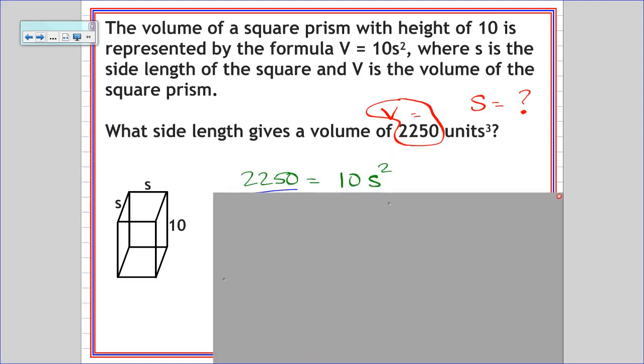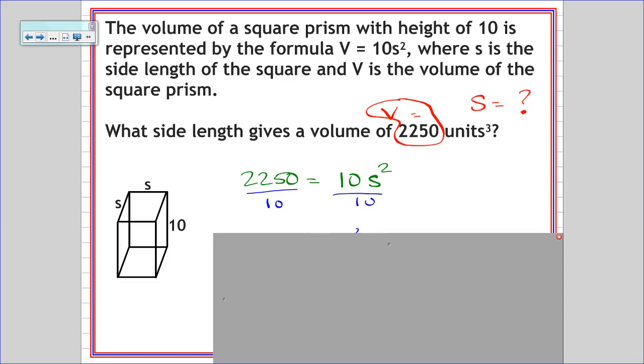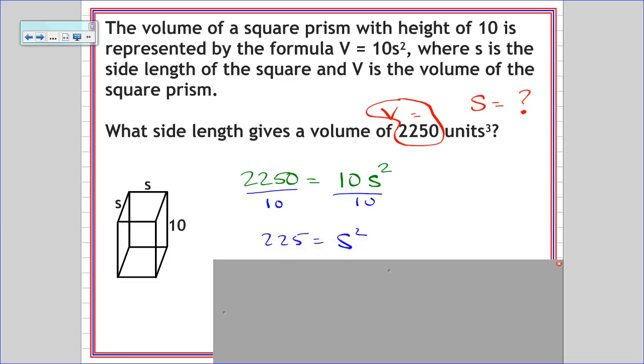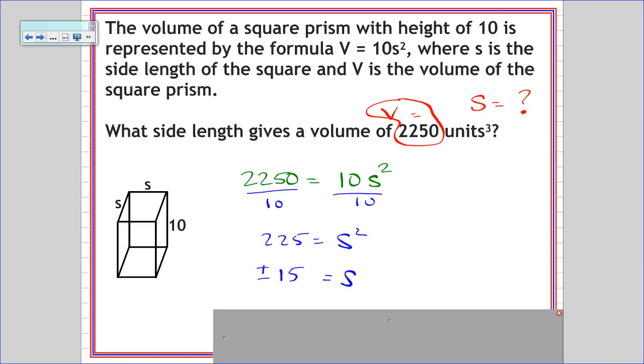So I'm going to fill that into our formula. 2250 equals 10s squared. I'm going to divide by 10. I'm going to get 225 equals s squared. I'm going to take the square root of both sides and get plus or minus 15. And again, because we're talking about a solid figure here, I have to reject that negative 15, and my answer just has to be 15 units.